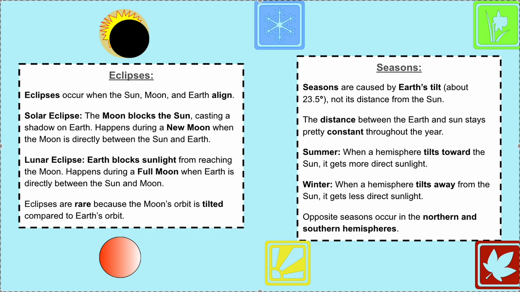So, what's the big idea? The movements of the Earth and the moon, along with Earth's tilt, create repeating patterns: phases of the moon, solar and lunar eclipses, and the cycle of seasons. These patterns help scientists predict celestial events and understand how Earth fits into the solar system.